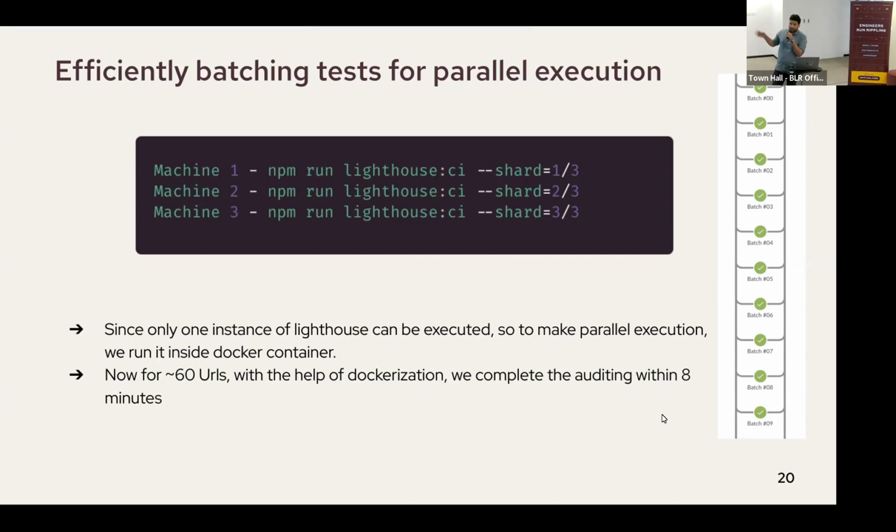So now the execution time of doing the performance auditing of 60 URLs is under 6 or 7 minutes only, which used to be around 60 to 70 minutes.